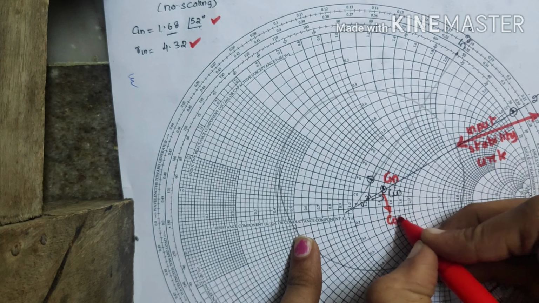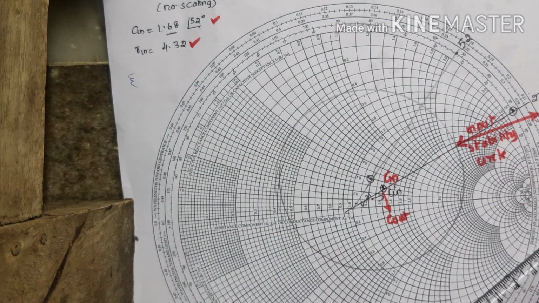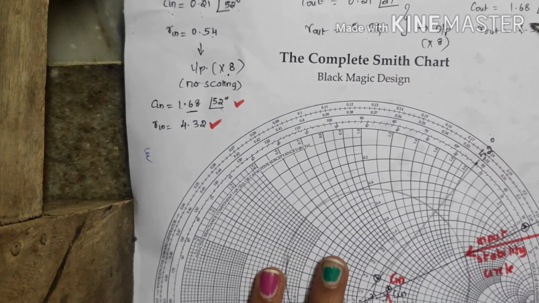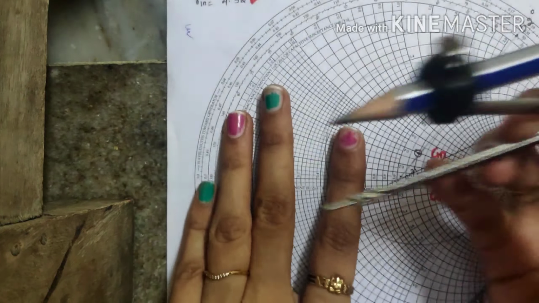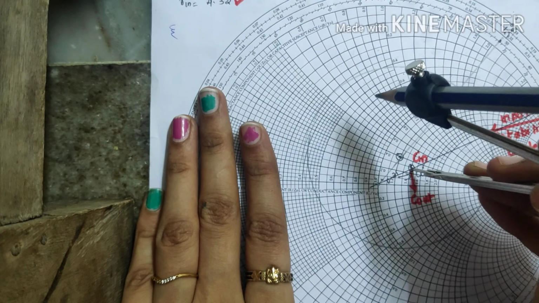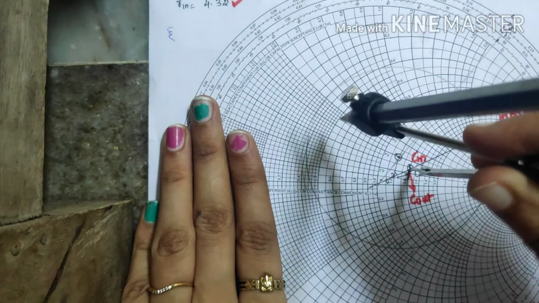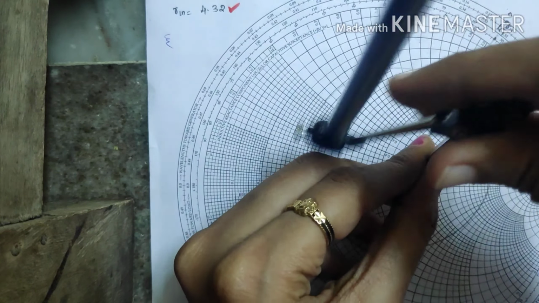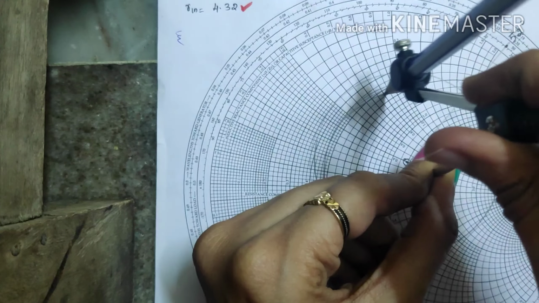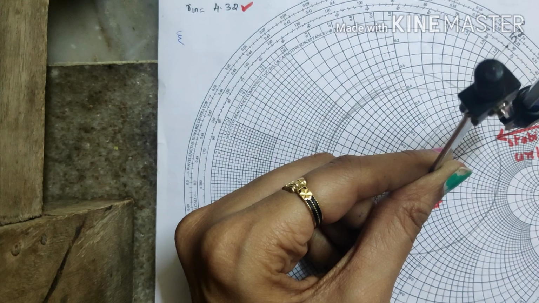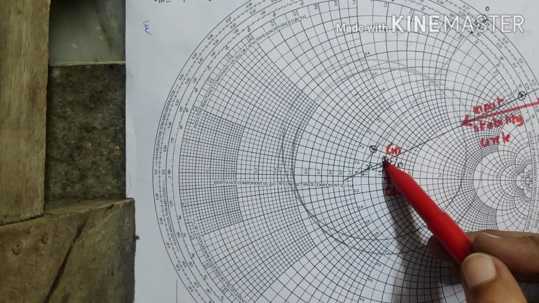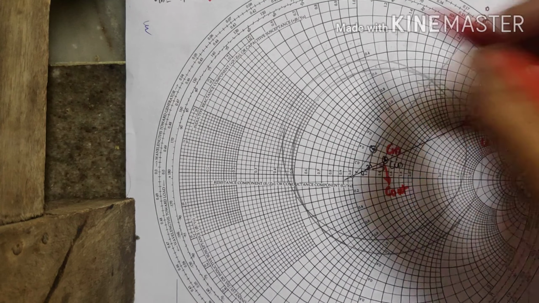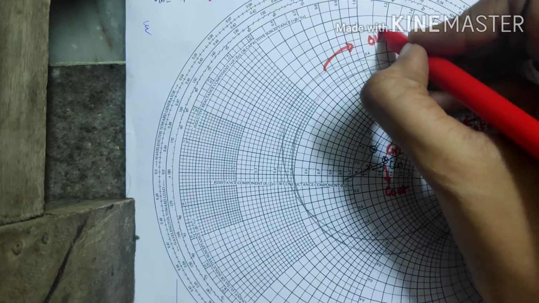So this point is the center point of the output stability circle, and the radius is the same as the input stability circle, so I am not changing the compass value. Now having the center at C out, draw another circle which is your output stability circle. Having this point as a center and 4.32 as the radius, I have drawn the second circle.